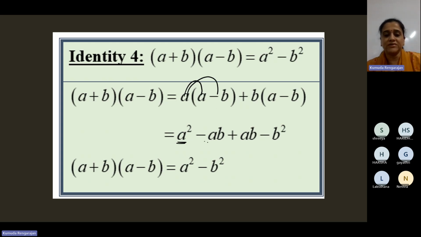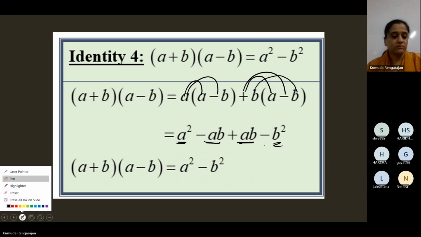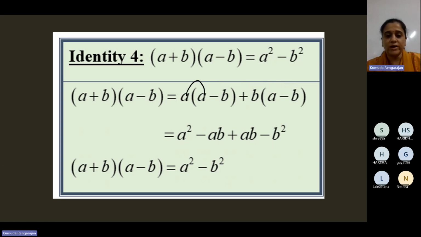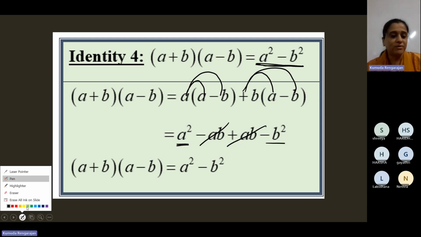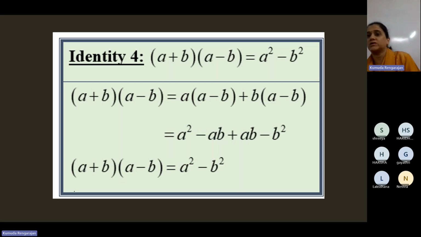A into a, a squared. A into minus b, minus ab. Plus b into a, plus ab. Plus into minus, minus b into b, b squared. Minus ab plus ab cancel. So we are left with these 2 terms, a squared minus b squared, which is the RHS. So a plus b into a minus b is equal to a squared minus b squared.